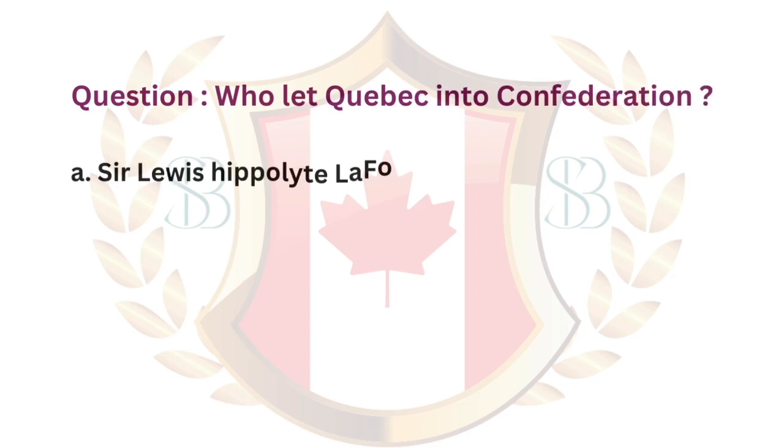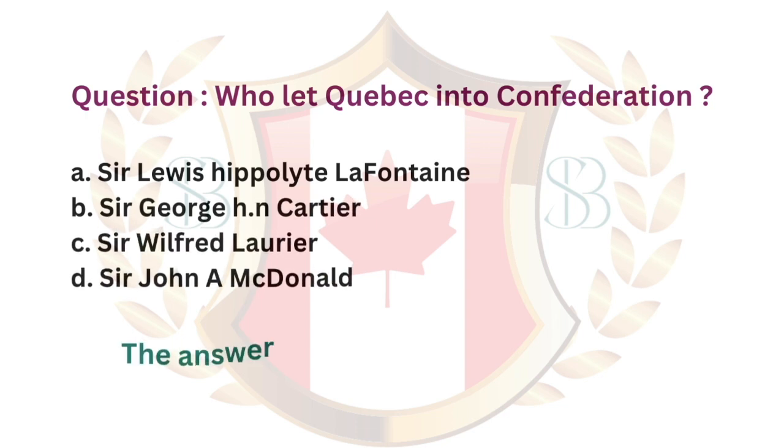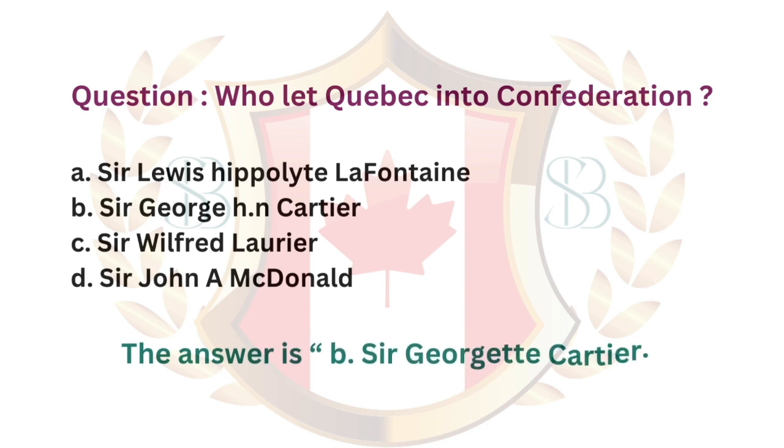Question. Who led Quebec into Confederation? A. Sir Louis Hippolyte Lafontaine. B. Sir George-Étienne Cartier. C. Sir Wilfrid Laurier. D. Sir John A. Macdonald. The answer is B. Sir George-Étienne Cartier.